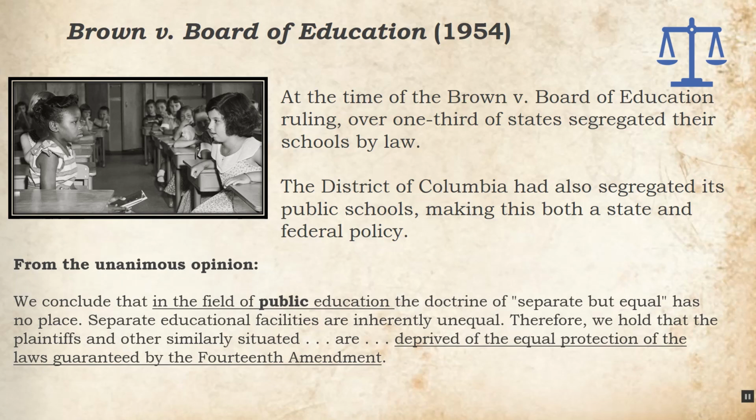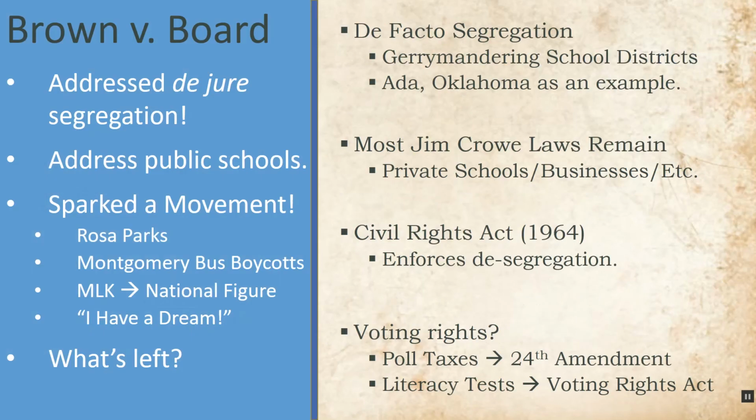Therefore, we hold that the plaintiffs and others similarly situated are deprived of equal protection of the laws guaranteed by the 14th Amendment. In other words, what the court is telling us is that legally mandated de jure segregation of public schools violates the 14th Amendment. But the problem is not yet resolved because you still have de facto racial segregation in fact, and you still have most of those Jim Crow laws still being enforced under the doctrine of Plessy versus Ferguson, right?